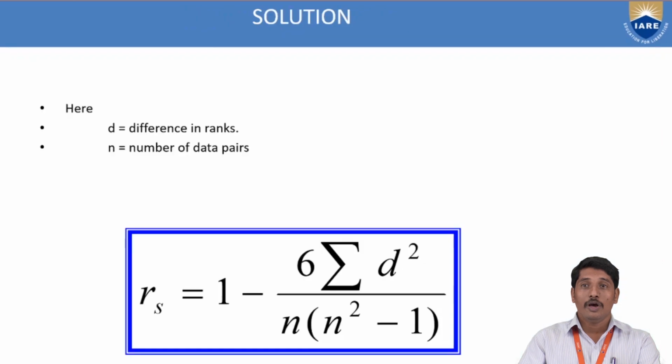And we can calculate the squares of the deviations, and we can add them up and obtain summation d square. And if you substitute in this formula, that is the Spearman's correlation, 1 minus 6 times summation d square by n into n square minus 1, we can obtain the value of correlation, and we can verify whether x and y are related to each other. If they are related, whether the relation is positive or negative.